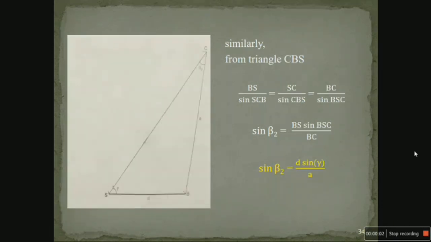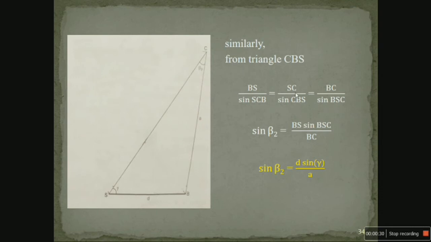Similarly, one more triangle to consider is CBS. Again, the aim here is to find the sine of angle beta 2. For this, this is the sine rule. Here I am equating this equation to this equation.